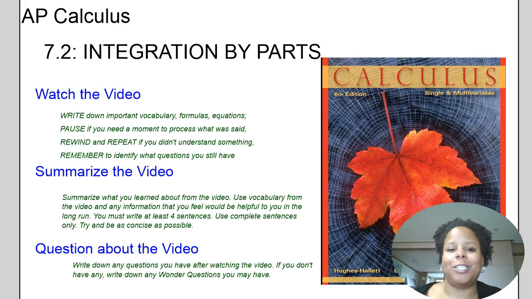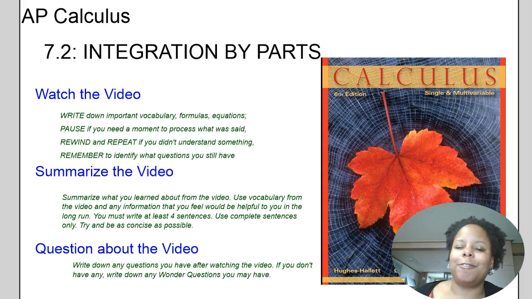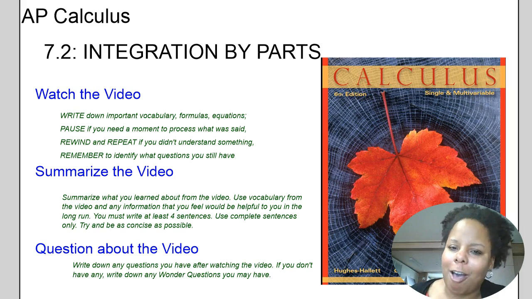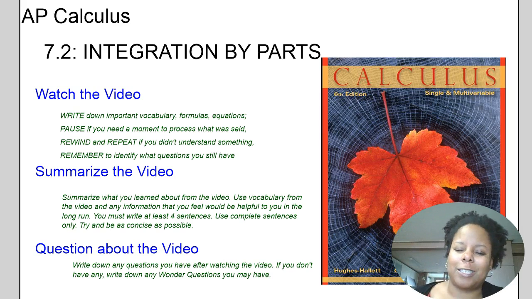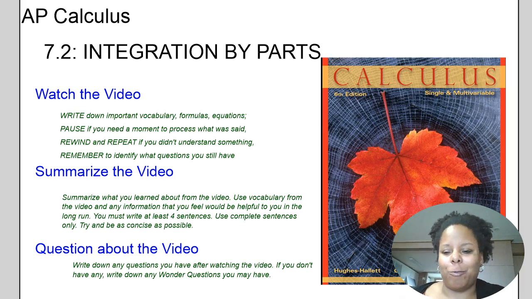As you're watching the video, please remember to write down important equations, formulas, examples, or statements. Feel free to pause, rewind, or replay the video as often as you need so you get a full and clear understanding of what's going on in the video. At the conclusion of watching the video, write a brief summary about the video in your notes and submit that summary as well as the top question via the online form.